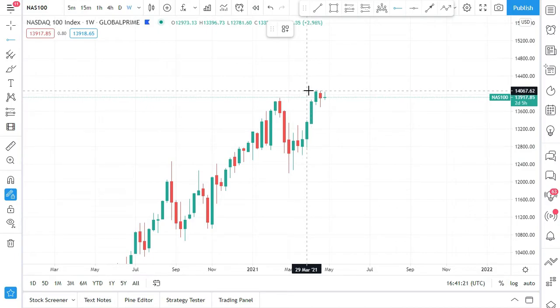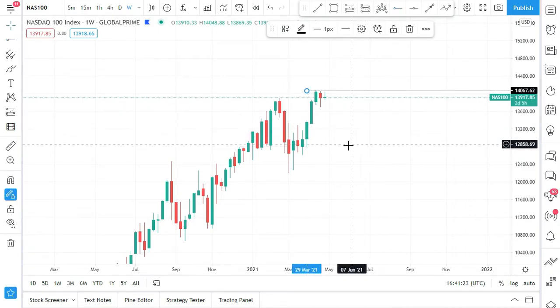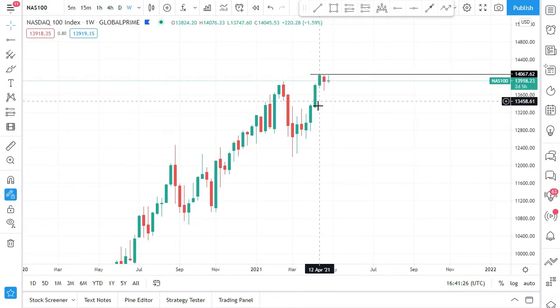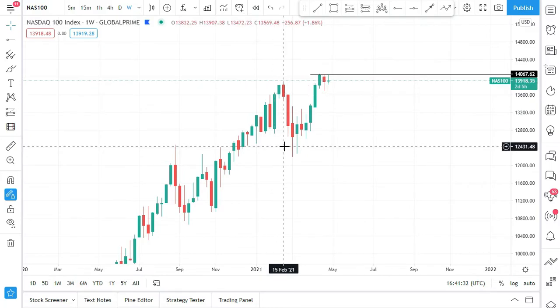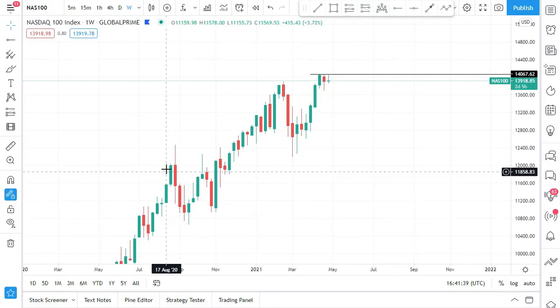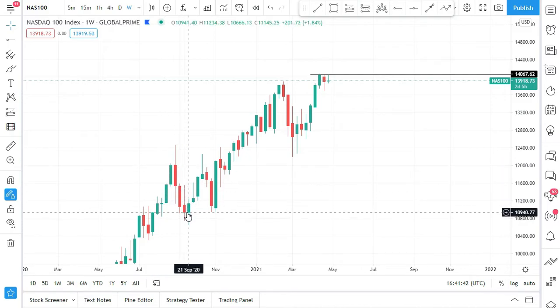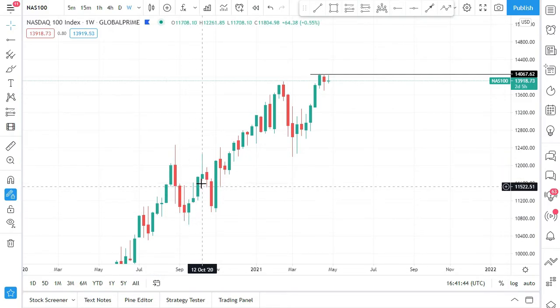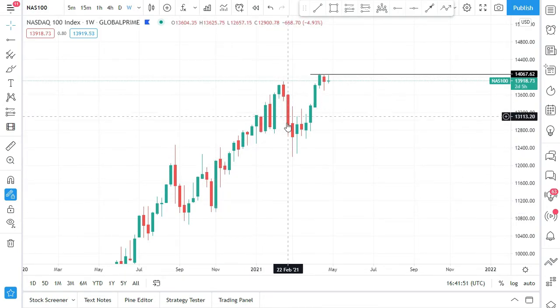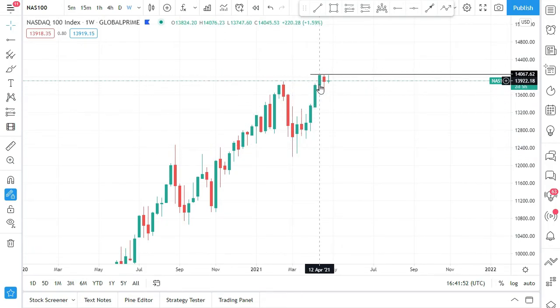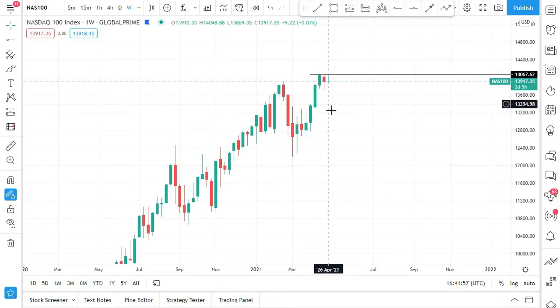Nasdaq created this high. So then what we can see is that the market is creating higher highs and higher lows. Sorry for that. Here we have a higher high, then we have a higher low, higher high, higher low, and so on. So the market has a chance of creating another higher low.